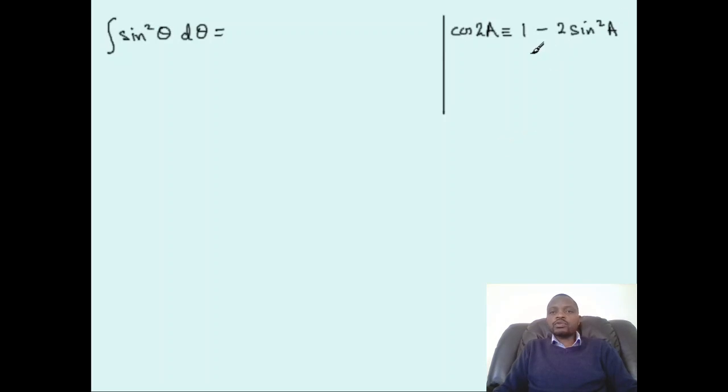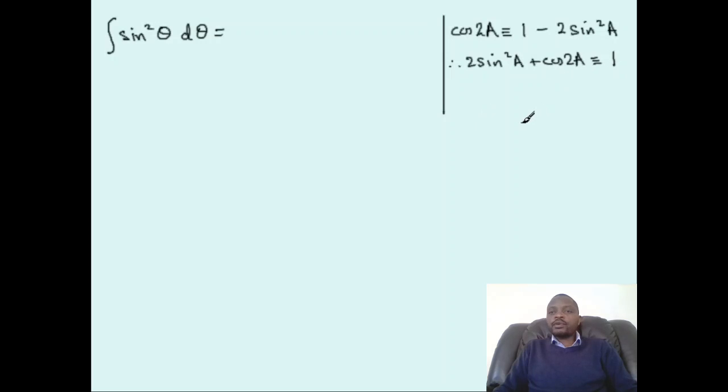Now for us to solve that, we're going to make sine squared a the subject of the formula. So in this case, we're going to add 2 sine squared a to both sides. So we're going to say 2 sine squared a plus cos 2a is identical to 1.